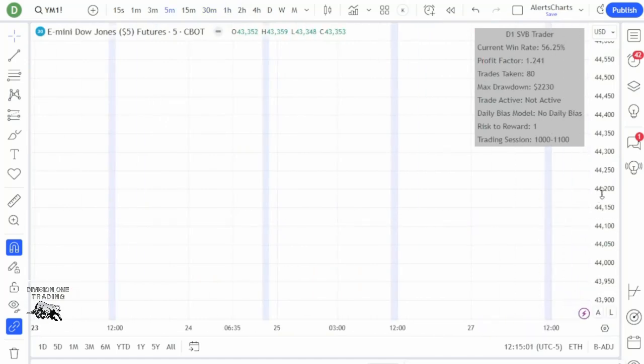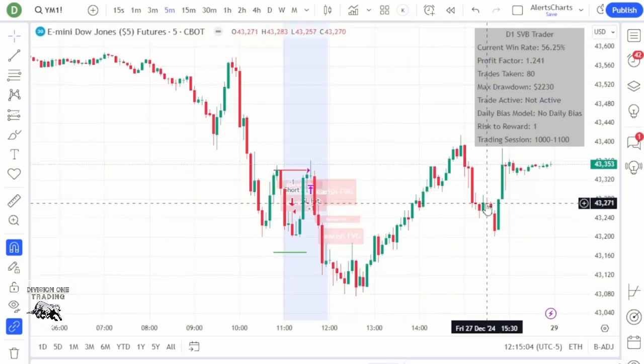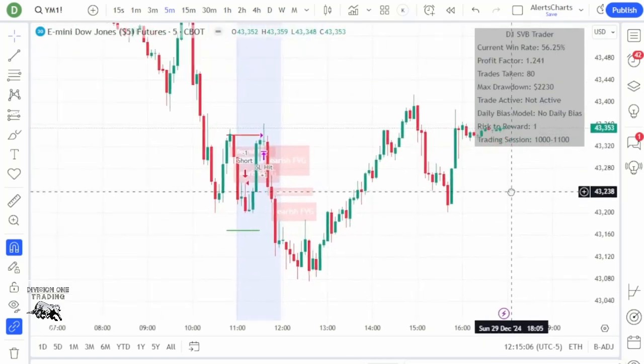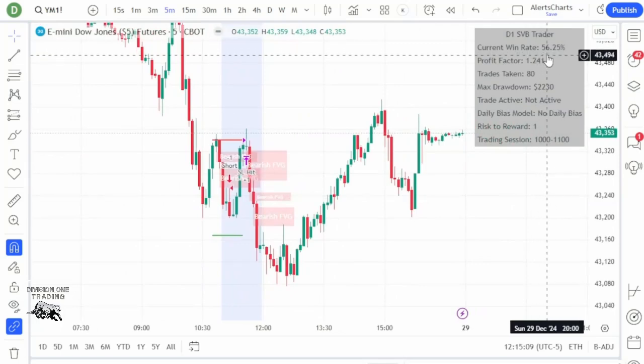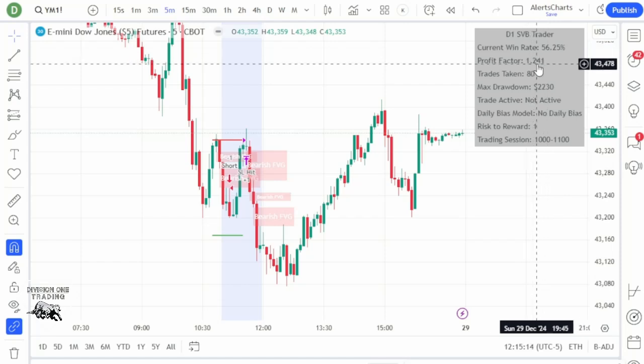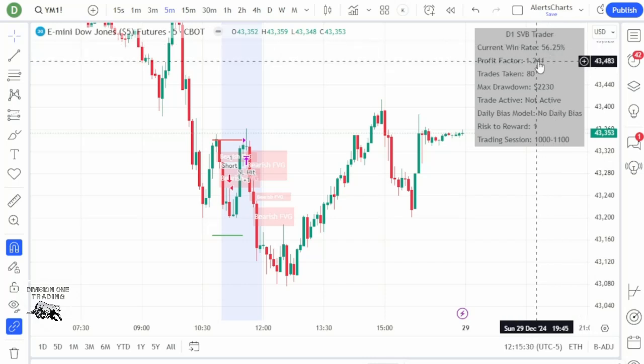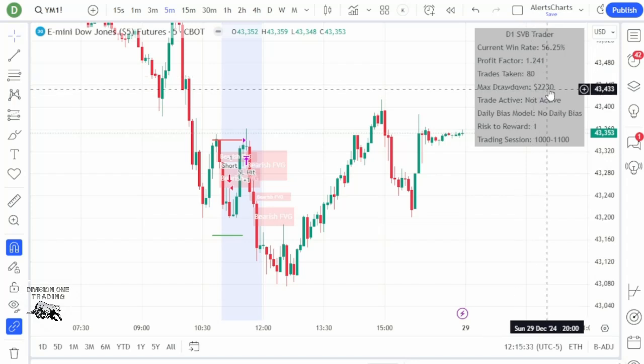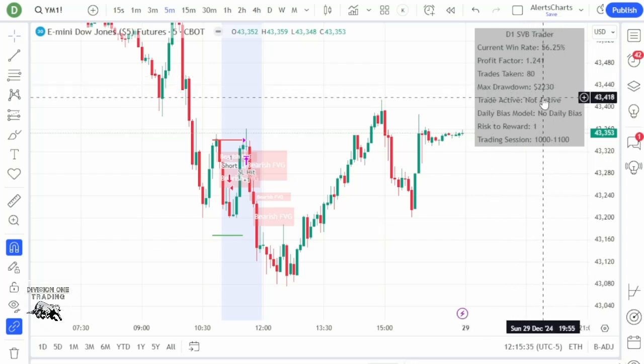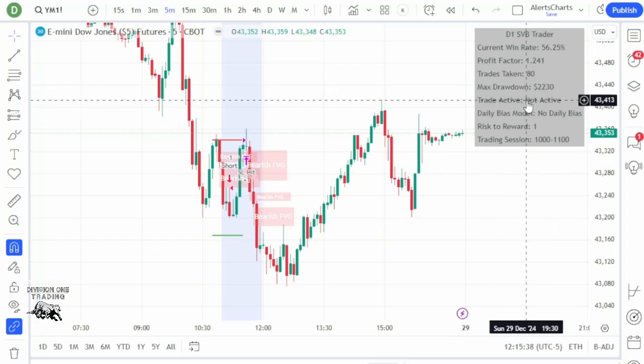But the data here is going to be extremely important. It's going to let us know if it's a setup that we can use or not. So we look for at least a 50% win rate or better. We need a profit factor of at least 1.0 or better. That 1.0 means that the system is essentially just break even. So a 1.24 means that you're making 1.24 on your money if you took every single setup. You'd be at a 56% win rate and 1.24 over 80 trades. Max drawdown 2230. So right now there's not an active trade because the market's closed.